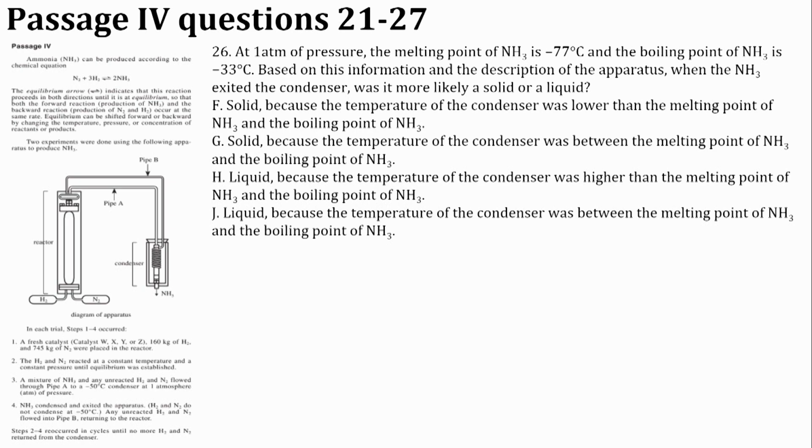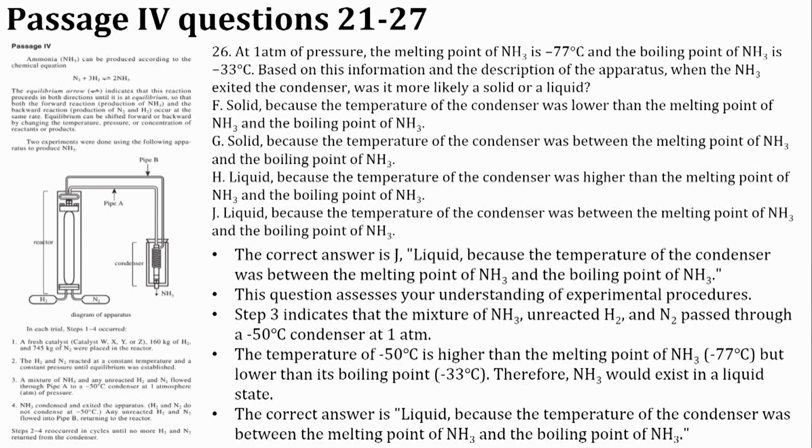Here's question 26. It says, at 1 atmosphere of pressure, the melting point of NH3 is minus 77 degrees Celsius, and the boiling point of NH3 is negative 33 degrees Celsius. Based on this information and the description of the apparatus, when NH3 exited the condenser, was it more likely a solid or a liquid? The correct answer here is J. It is most likely a liquid because the temperature of the condenser was between the melting point of NH3 and the boiling point of NH3.